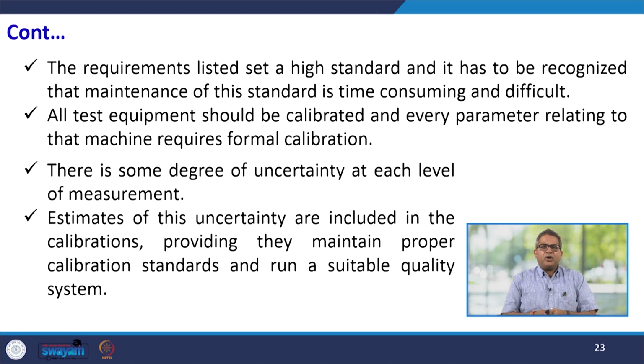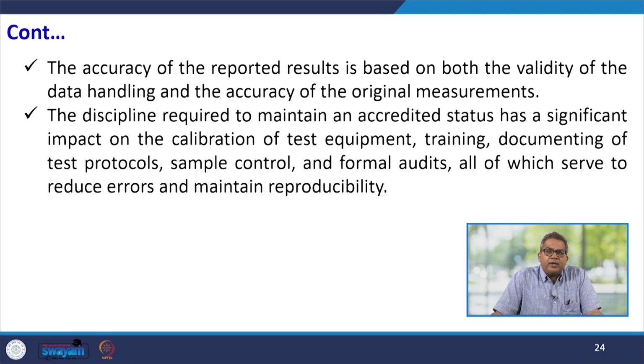Now, there is some degree of uncertainty at each level of measurement, and that needs to be addressed, and that needs to be averaged out. Estimates of uncertainty are included in calibration, providing they maintain proper calibration standards and run a suitable quality system.